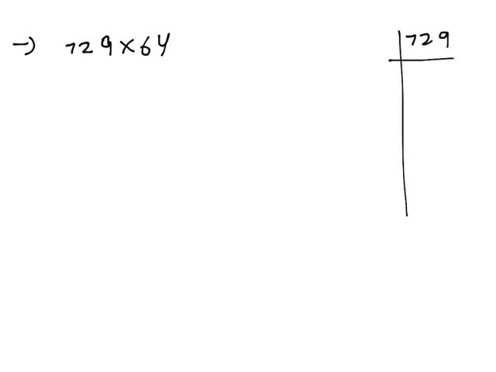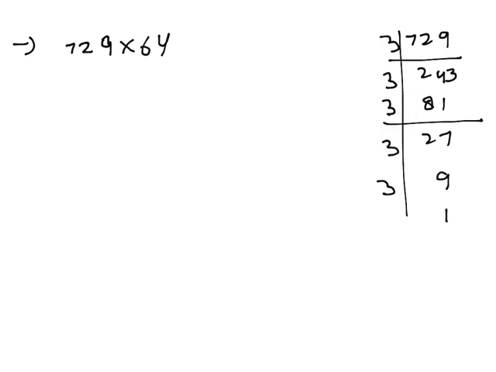Let's take one more example for this. We have 729 times 64. So we will find the prime factors of both the numbers. 729 will give us the prime factor 3, 243, 81, then we will have 27, 3, 9, 3, 1. So we can write it as 1, 2, 3, 4, 5, 6, 3 raised to the power 6. So we get the prime factors of 729 as 3 raised to the power 6.